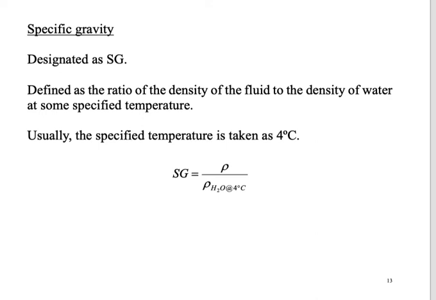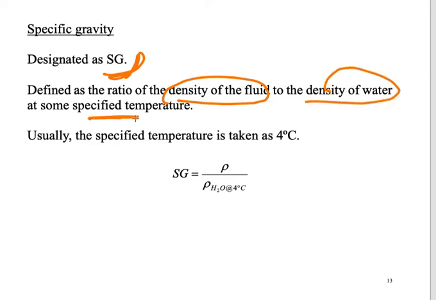The third parameter is called specific gravity. It is designated as SG. In the exam for this course, we will use the abbreviation SG for specific gravity. It is defined as the ratio of the density of the fluid to the density of water at some specified temperature. Usually the specified temperature is 4 degrees Celsius, which means the density of water is 1000 kilogram per meter cube.